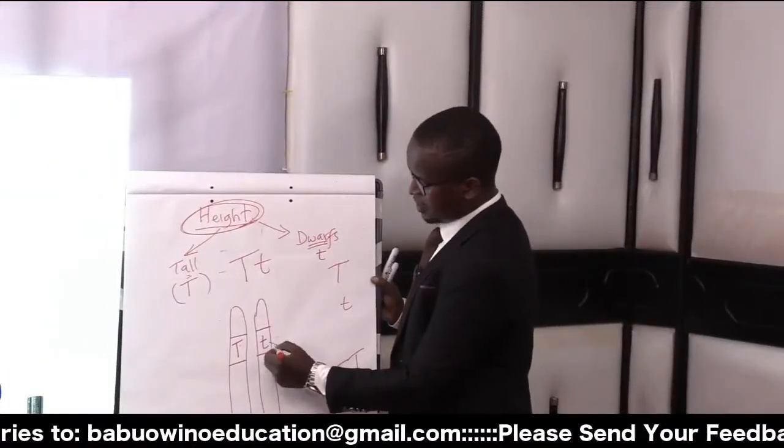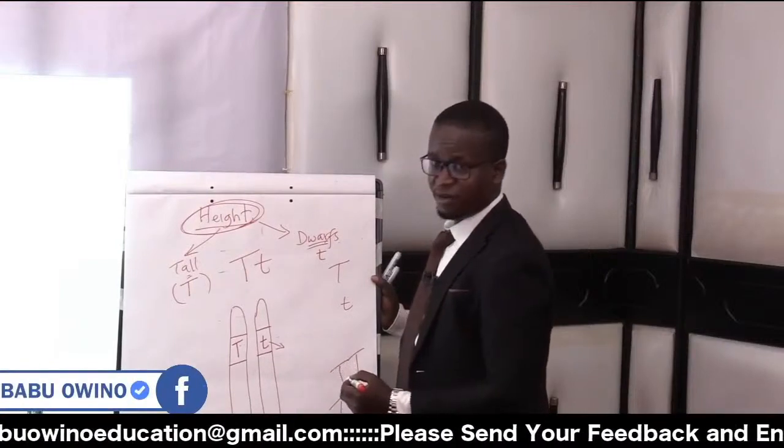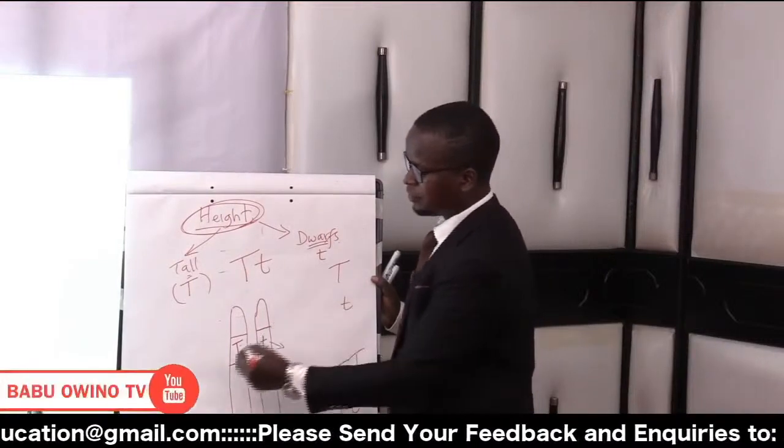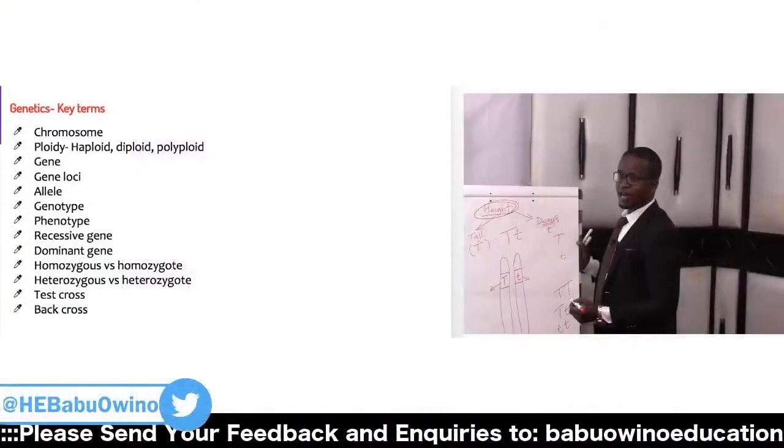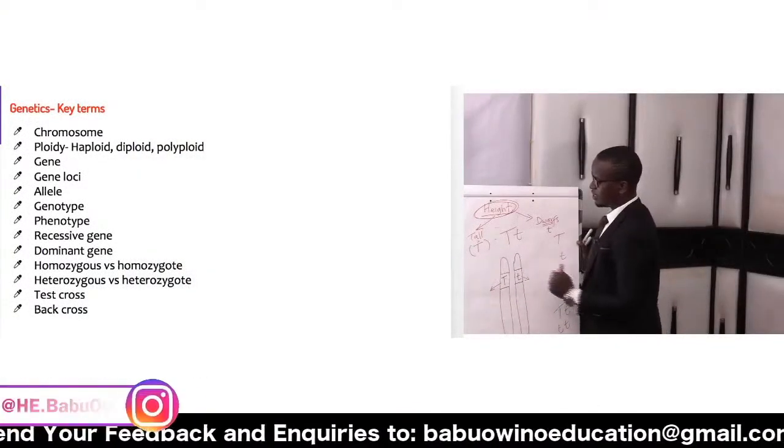Small t is an alternative form of the gene for height, which is responsible for dwarfness. Capital T is an alternative form of the gene for height, which is responsible for tallness.